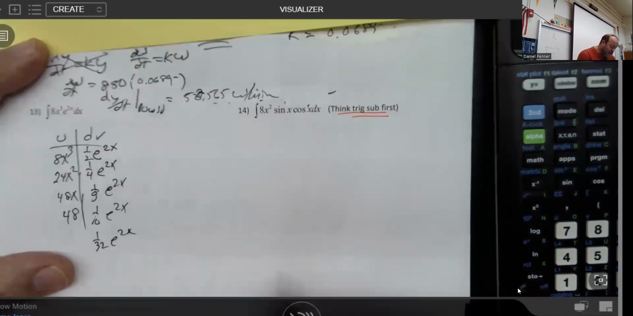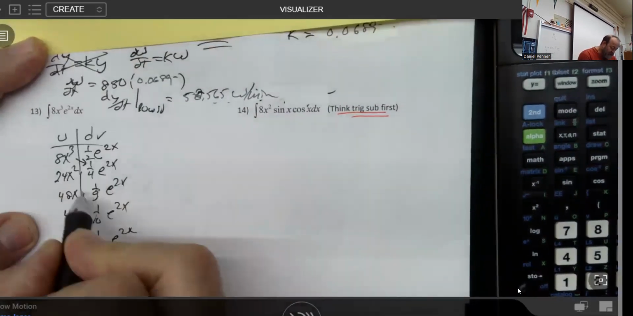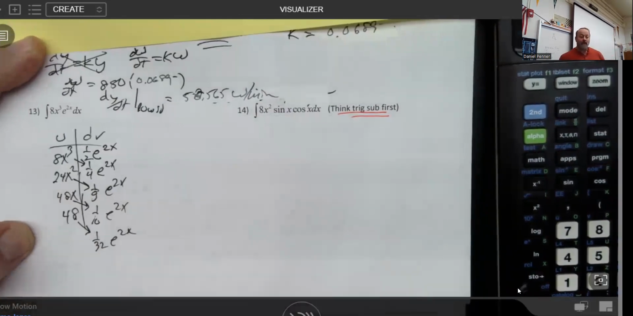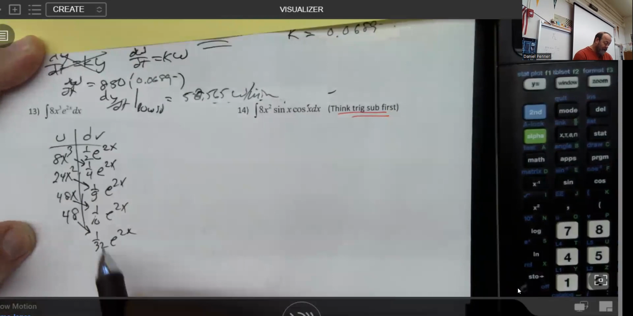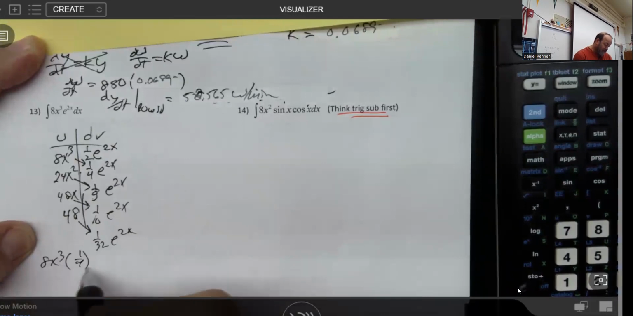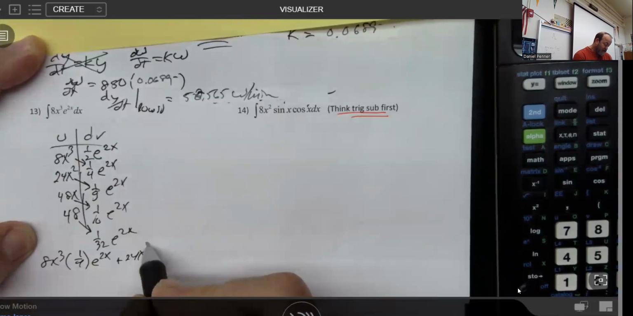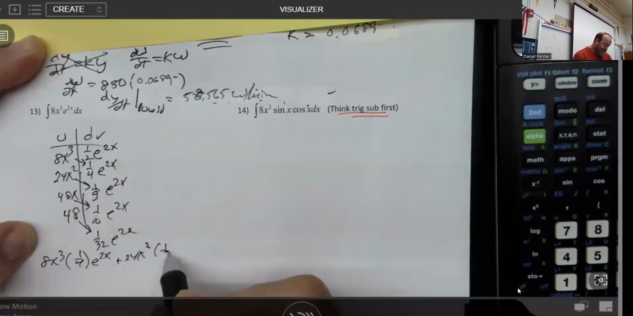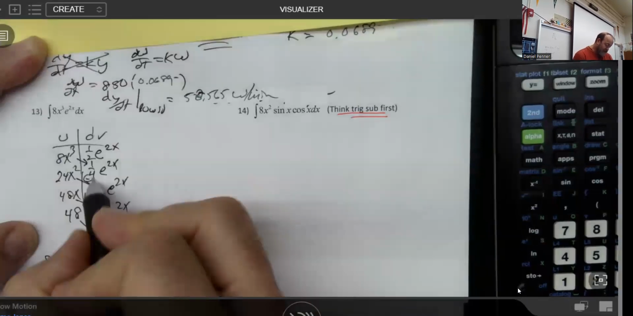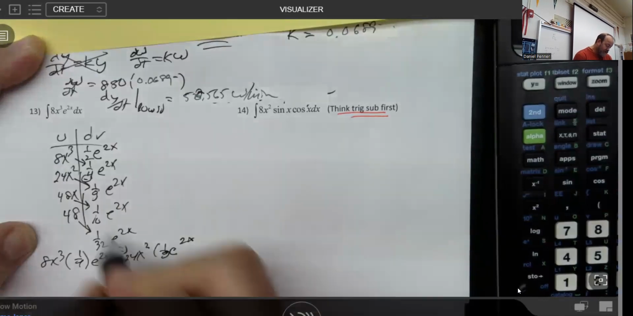And then remember we said we are going to multiply down these diagonals until we run out of diagonals to do. And the first one is going to be positive. So I'm going to have 8x cubed multiplied by 1/4 e to the 2x. Plus I'm going to have 24x squared times 1/8 e to the 2x. But you want to remember that the first one is positive. The second one should be negative. The third one is going to be positive.